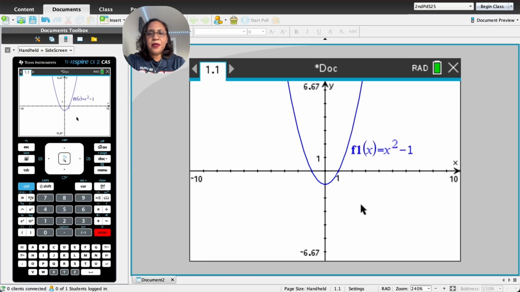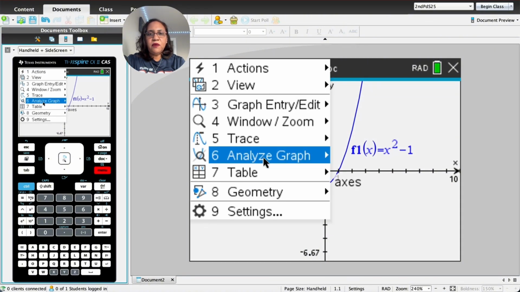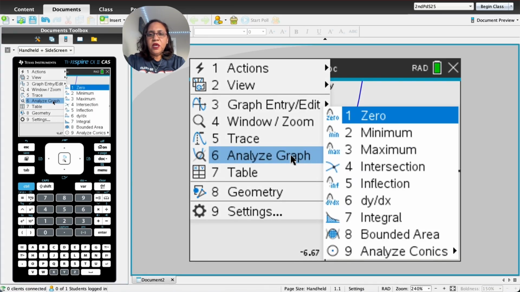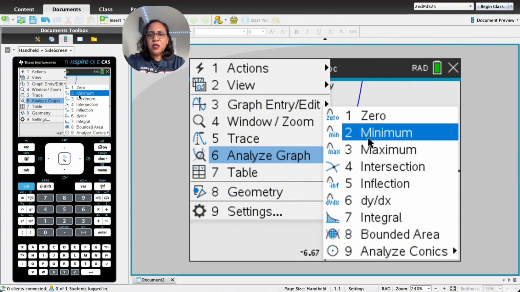So this is a parabola. It's shifted down by 1, right? So let's say I wanted to evaluate this graphically right in front of me. Let's analyze this graph. Let's talk about the minimum.